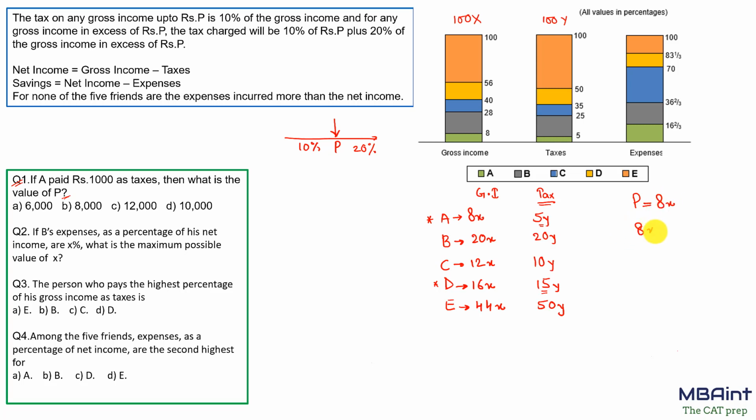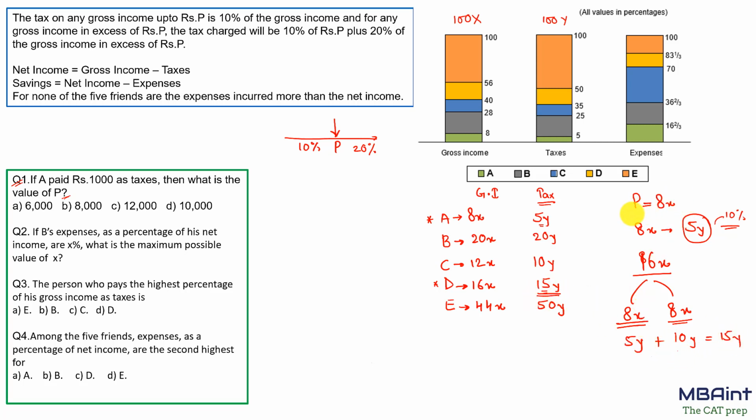Because if 8x gives tax as 5y, which is 10%, this is nothing but 10% of 8x. So 16x would be 8x and 8x. The first 8x, that is 10%, would be 5y, and for the next 8x, that would be 20%, and 20% would be just double of this, that is 10y. So the total value is 15y, and here that is what we are getting as 15y.